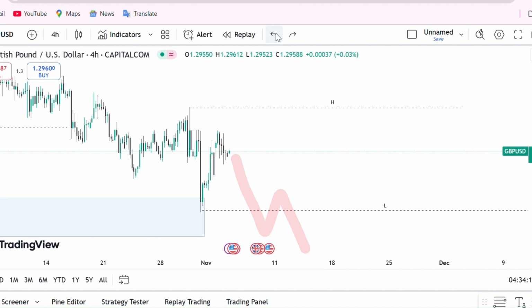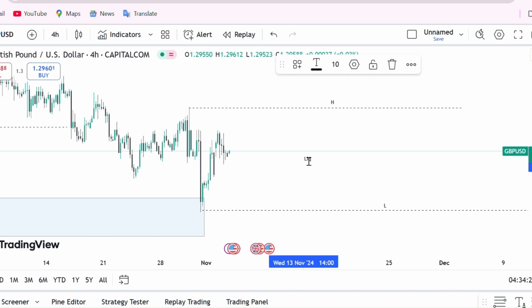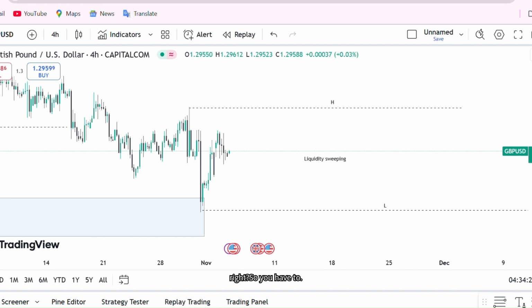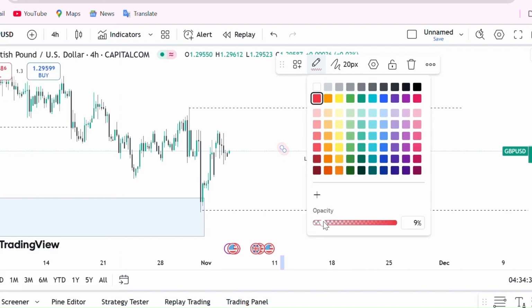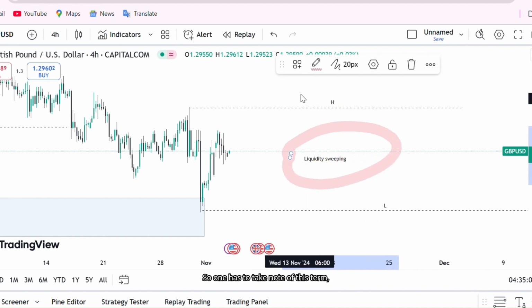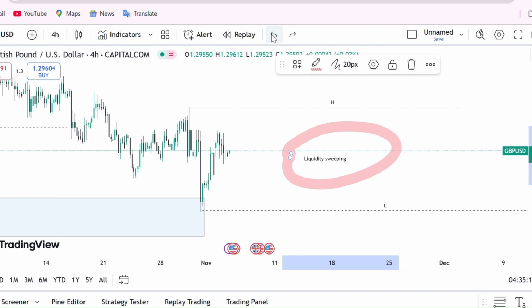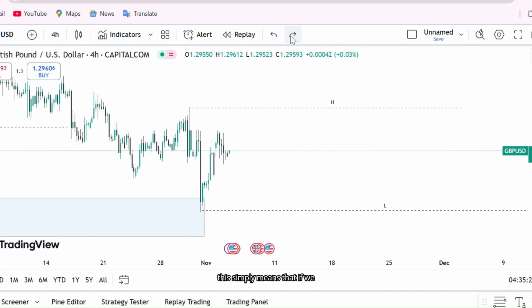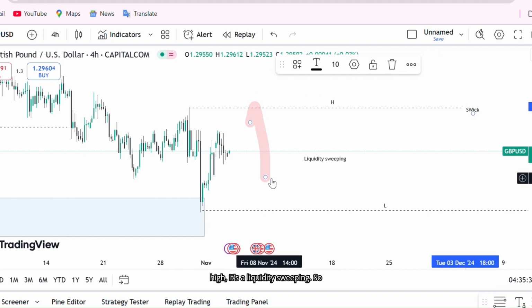But then remember, there's also something called liquidity sweeping, right? So one has to take note of this term, liquidity sweeping, right? Meaning, this simply means that if we take out this high in the form of a wick, that is not a break of high, it's a liquidity sweeping.